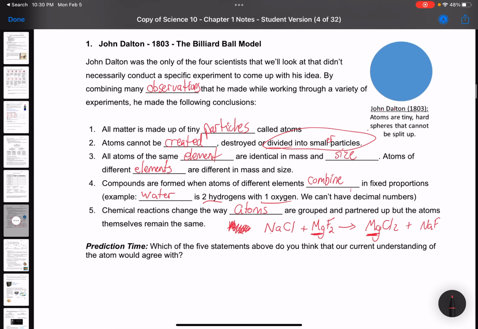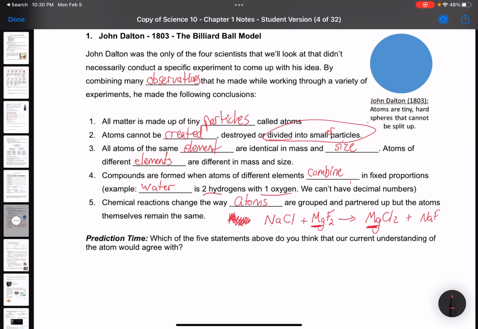Now, in terms of the prediction, which of those 5 statements above do you think are still currently true? Okay, and I'll get you to pause here and give it a go. Okay, so welcome back from your pause. We're going to go through 1 through 5 here. So all matter is made up of tiny particles called atoms. 1 is true. Things are made up of atoms. We know that.